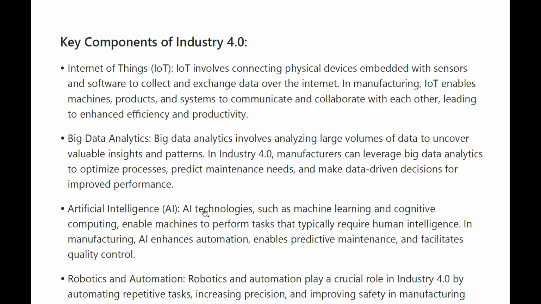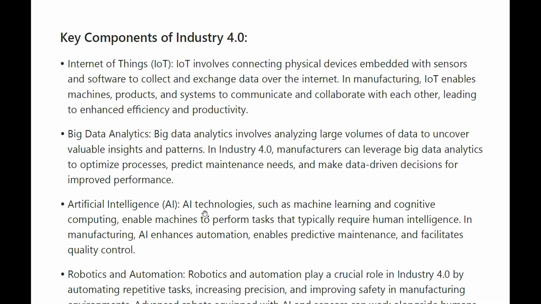We talk a lot about IoT. It involves embedded sensors, software, and data exchange over the internet. So in this world, machines are enabled to communicate and collaborate with each other, leading to enhanced efficiency and productivity. Big data analytics is also part of 4.0.